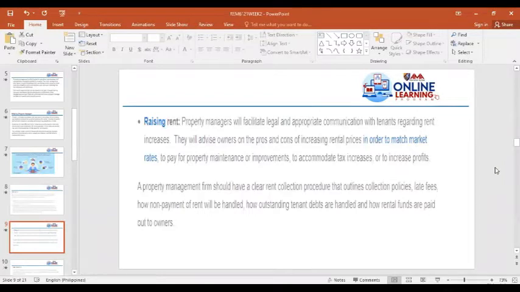Next is the raising rent. So property managers will facilitate legal and appropriate communication with tenants regarding rent increases. So they will advise the owner on the pros and the cons of increasing rental prices in order to match market rates, to pay for property maintenance or improvements, to accommodate tax increases, or to increase profits.